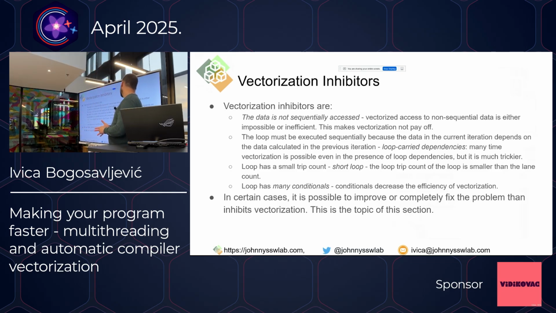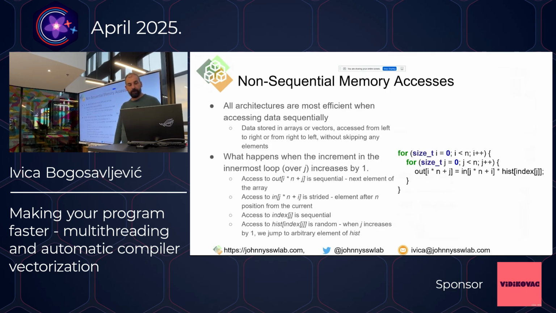Any questions? Let's get on to the meat. As I said, all architectures, including Intel, Neon, whatever you think, are most efficient when they're accessing data sequentially. So the data should be stored in arrays or vectors. It should be accessed from left to right or from right to left. So no jumping around the array. That's not sequential access.